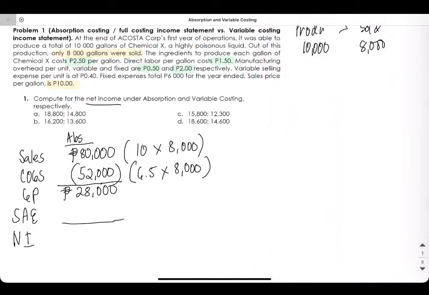Now for the selling and administrative expenses, we have 2 types of cost. We have variable and fixed cost: variable selling expense and fixed selling expense. So for variable selling expense, according to the problem, the variable selling expense per unit amounted to 40 cents, while the total fixed expense amounted to 6,000. Since the given for variable cost is per unit, we have to multiply this first.